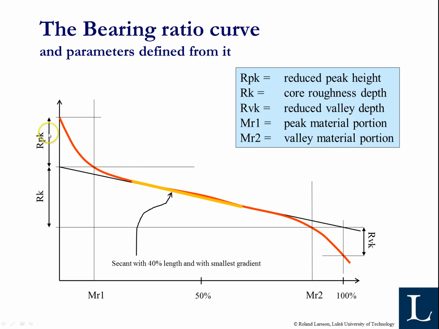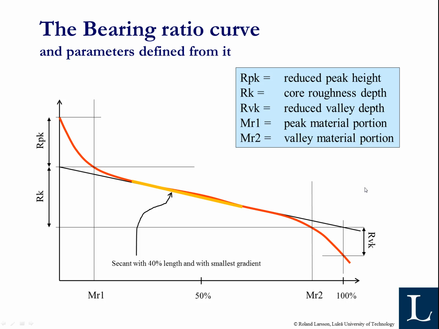So if you have a low RPK, for example, then you don't have that many peaks, and it's like walking on a surface without peaks. That's pretty nice. While a big RVK could be good because you want to store lubricant down in the valleys.